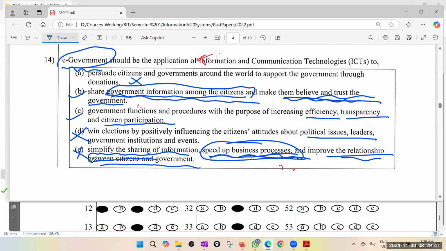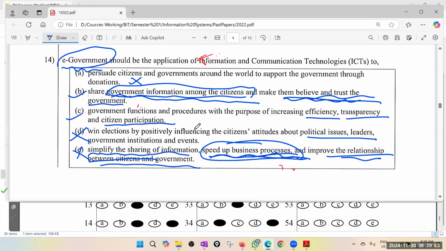Okay. Right. So what are the answers? 14. Oh, so that one has a debatable answer. Because I told you sometimes first part is correct, second part is wrong. So it's sort of opinionated. Right. So the examiner has not taken B. I took B because this part is correct. Share government information among citizens is correct. But I told you that make them believe and trust the government is not part of the G2C, government to consumer. But therefore, possibly because of the second part, the examiner has not taken B.